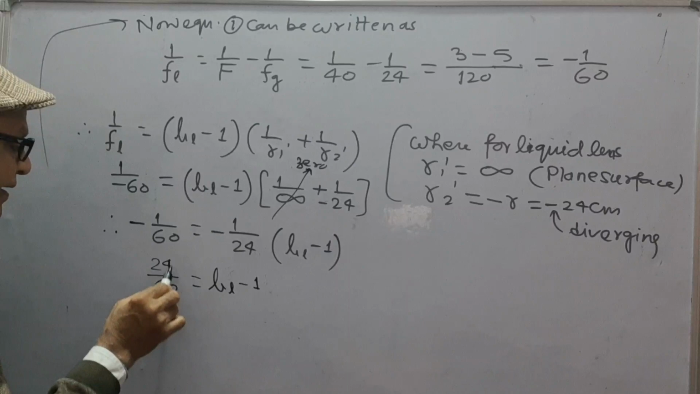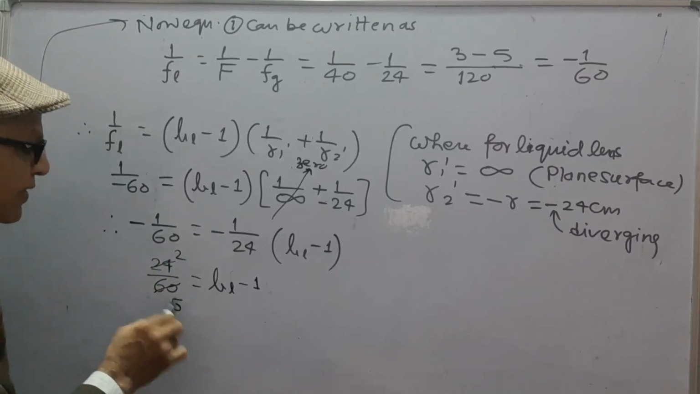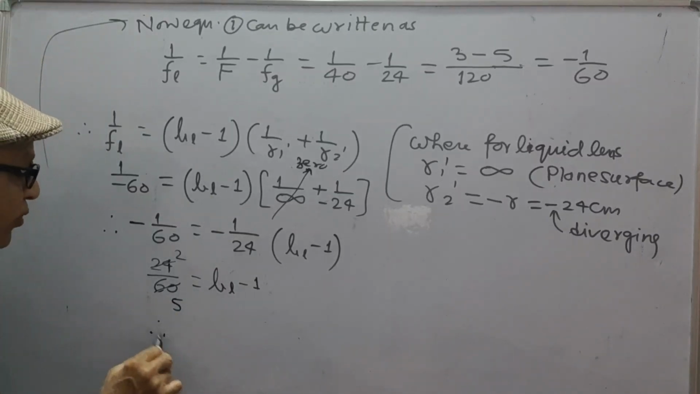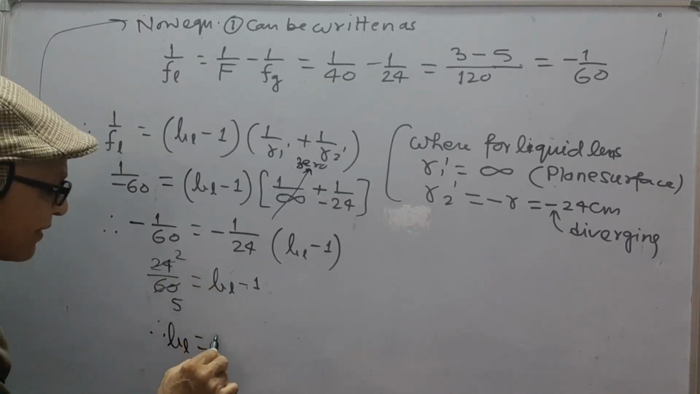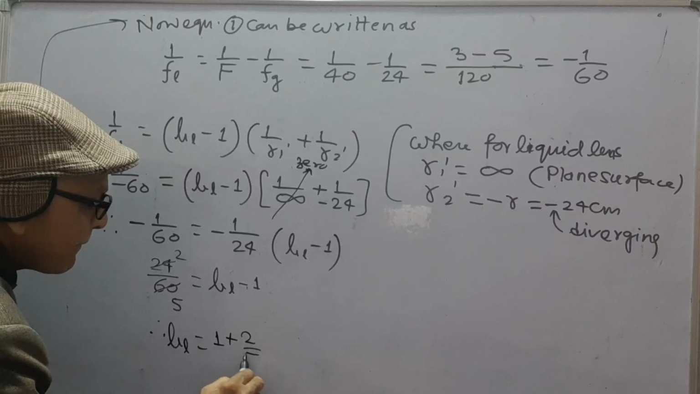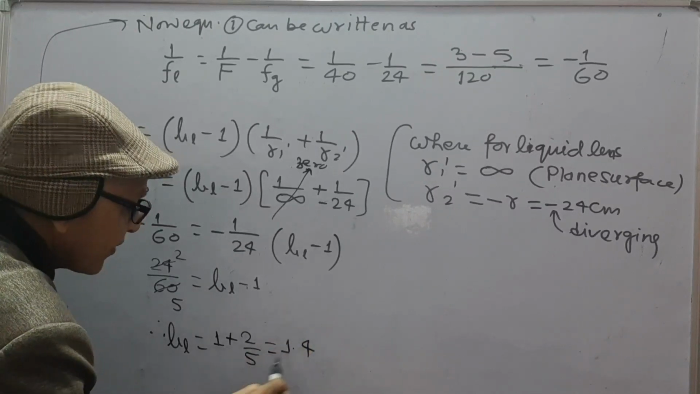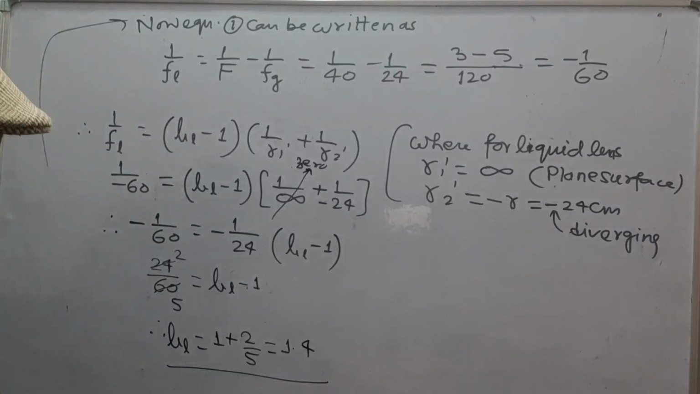This is 2 upon 5 means 0.4. So, mu L will be equal to 1 plus 2 by 5, which is 1.4. So, the refractive index of liquid will be 1.4.